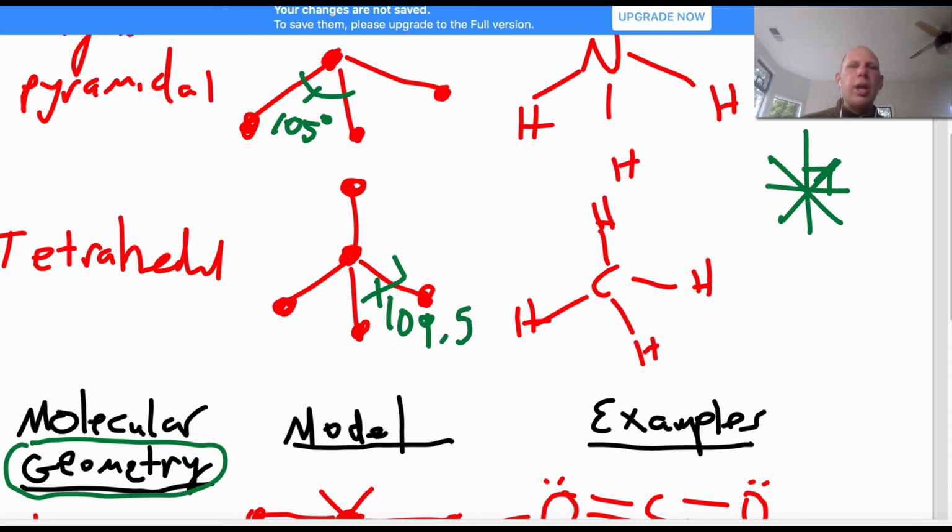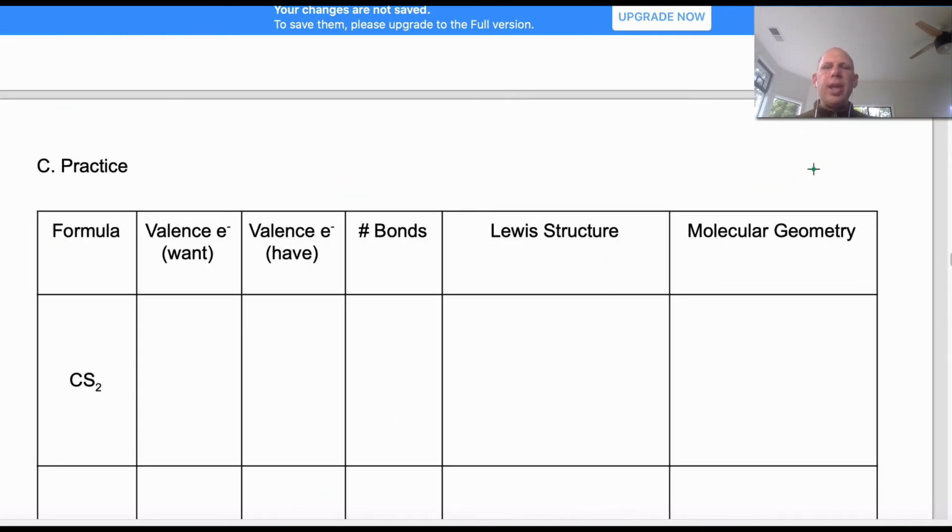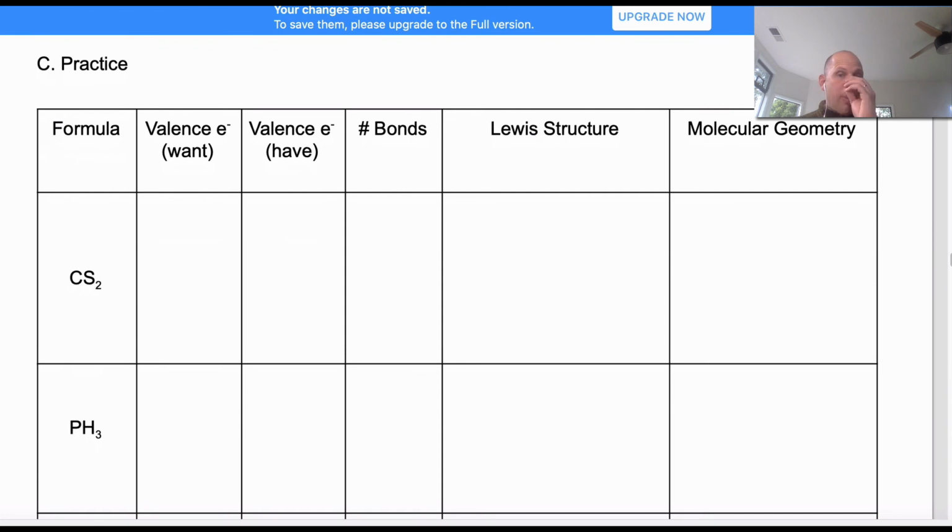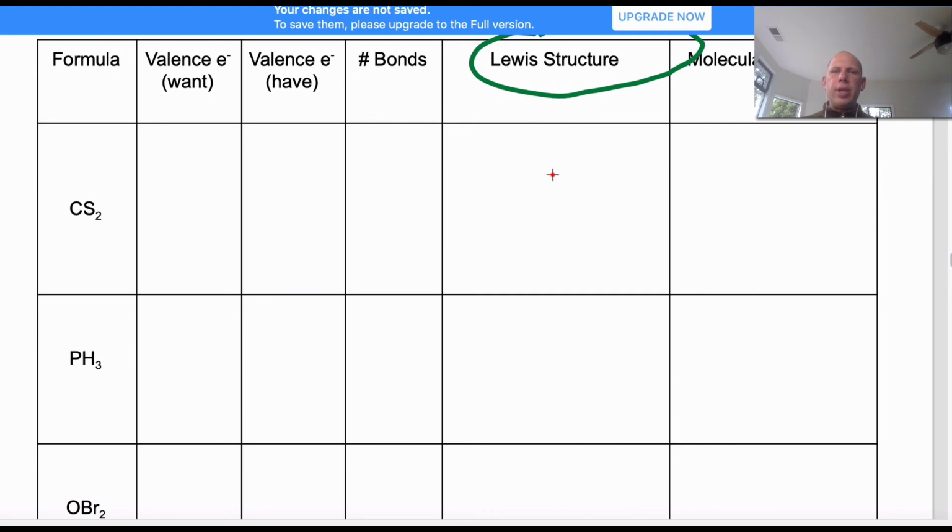So let's go through now every single practice problem we did, and let's indicate the molecular geometry for it. I'm going to draw the Lewis structure here really quick, and you are then going to indicate the molecular geometry. Pause me right before I draw the molecular geometry, do it, and then unpause me to see if you got it correct. So I'm going to go ahead and do CS2, and redraw the structure if you didn't draw it with the correct shape.